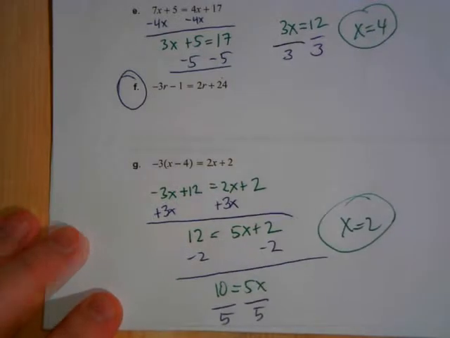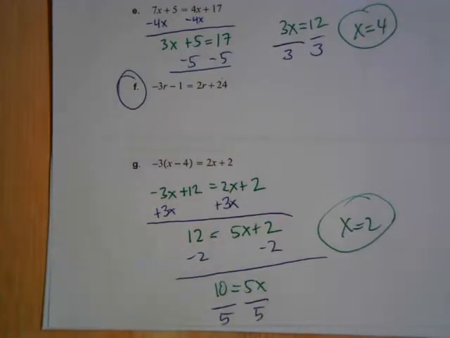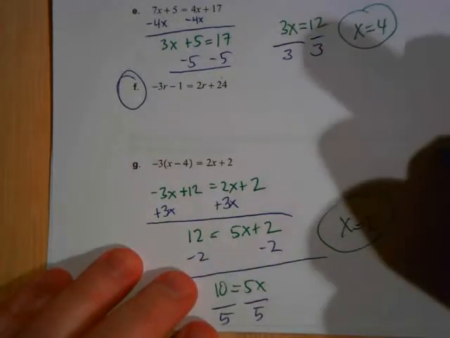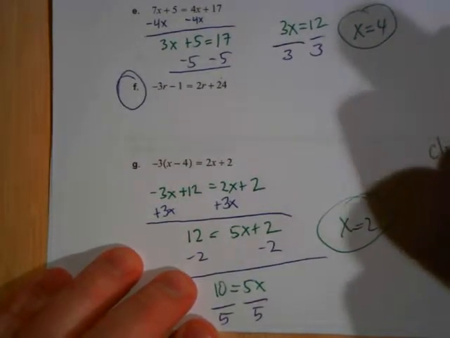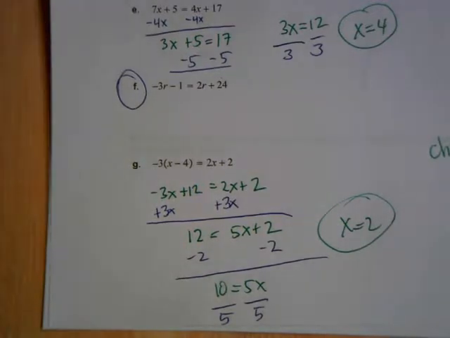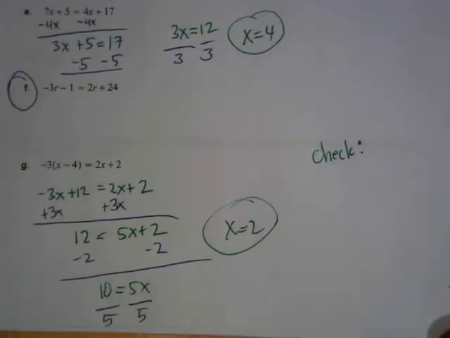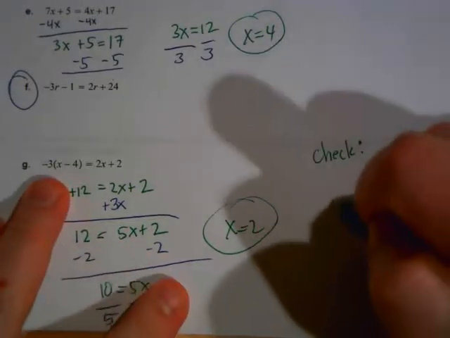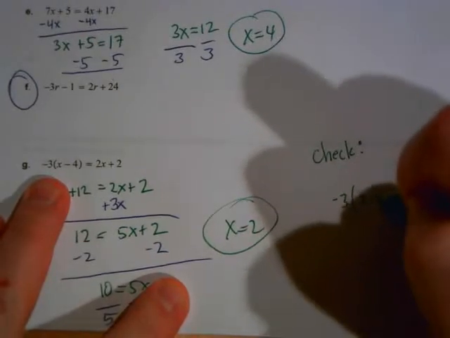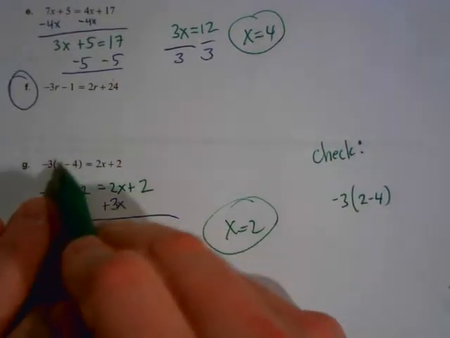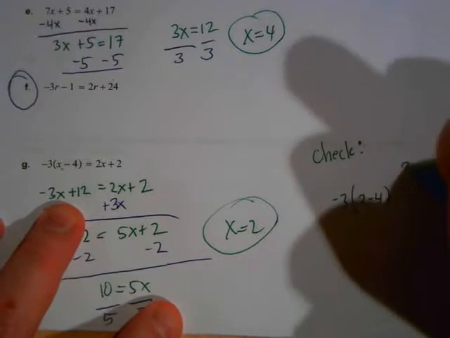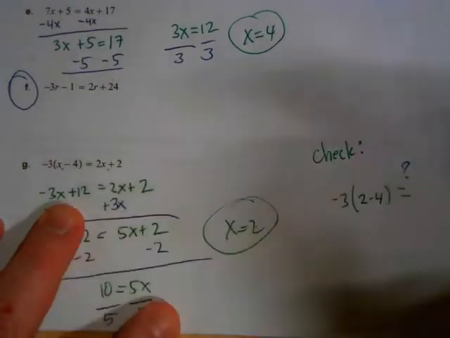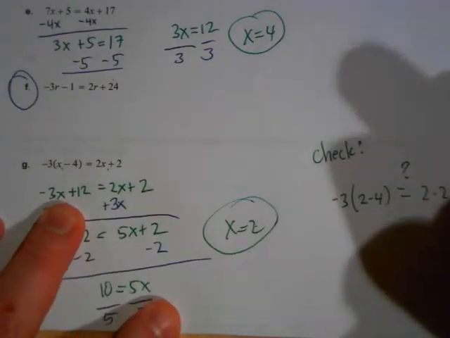Now it wouldn't hurt, I haven't done this up to this point, it wouldn't hurt to check my answers. I'll do it for this last one. I don't typically require you to check, but it's a very good idea, and you can usually see quite quickly if you have the right answer or not. So I would take negative 3 times 2 minus 4, so I'm just taking 2 and plugging it in right there. Is that equal to, I'm going to take the 2 and plug it in over here too. 2 times 2 plus 2. Well, let's see. 2 minus 4, that's negative 2.